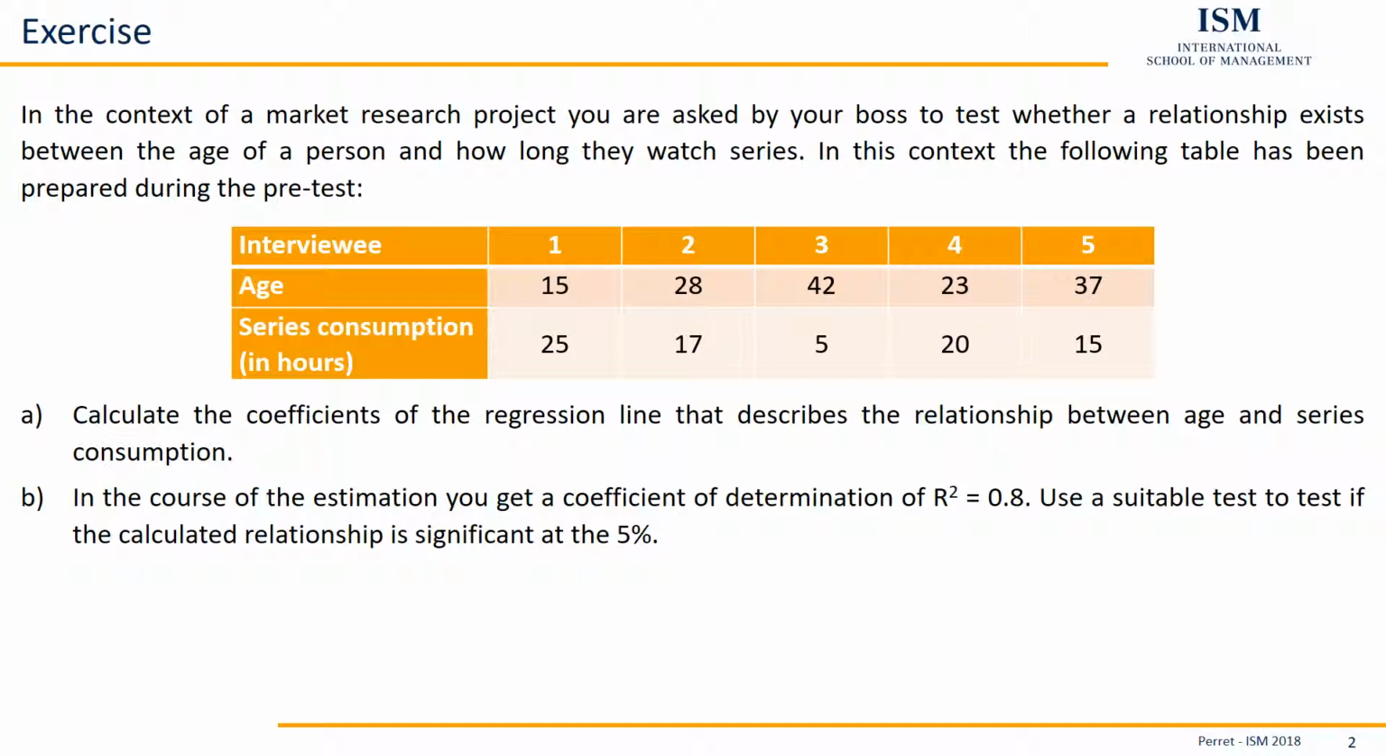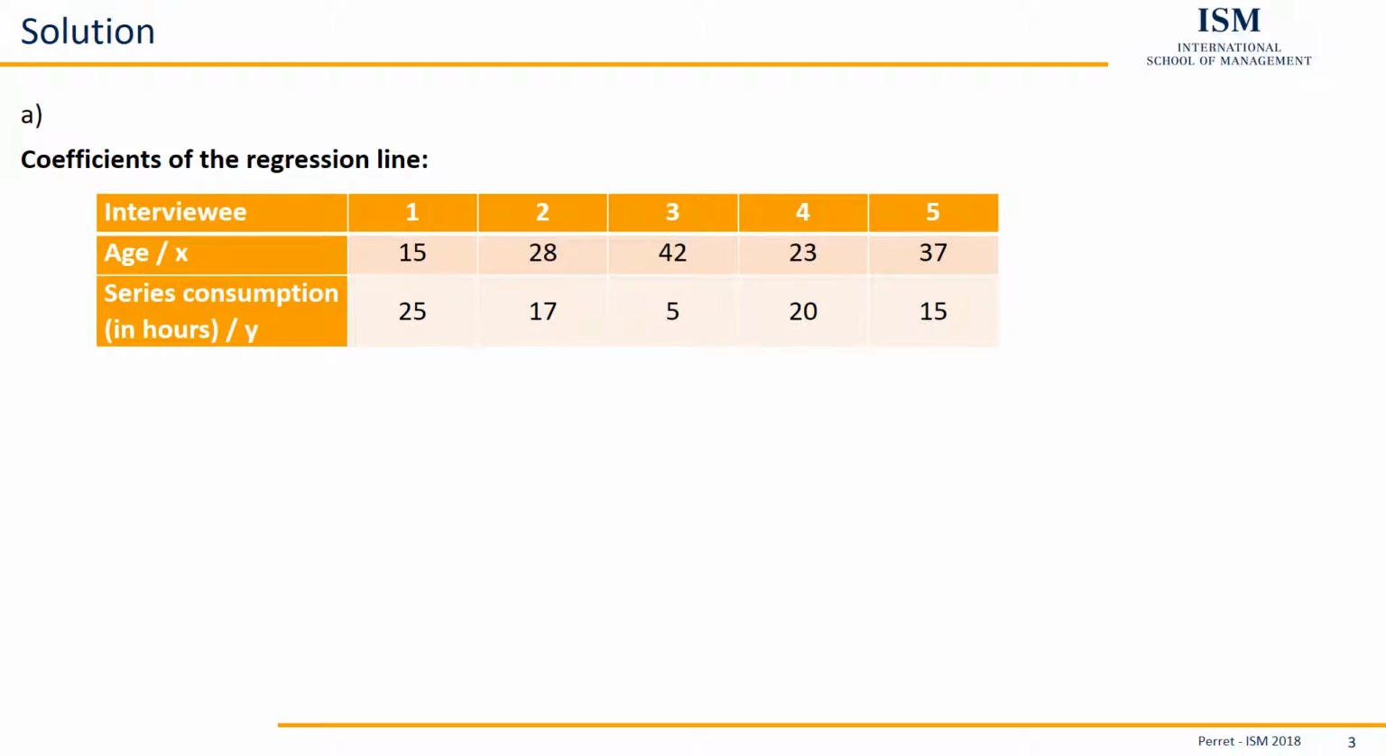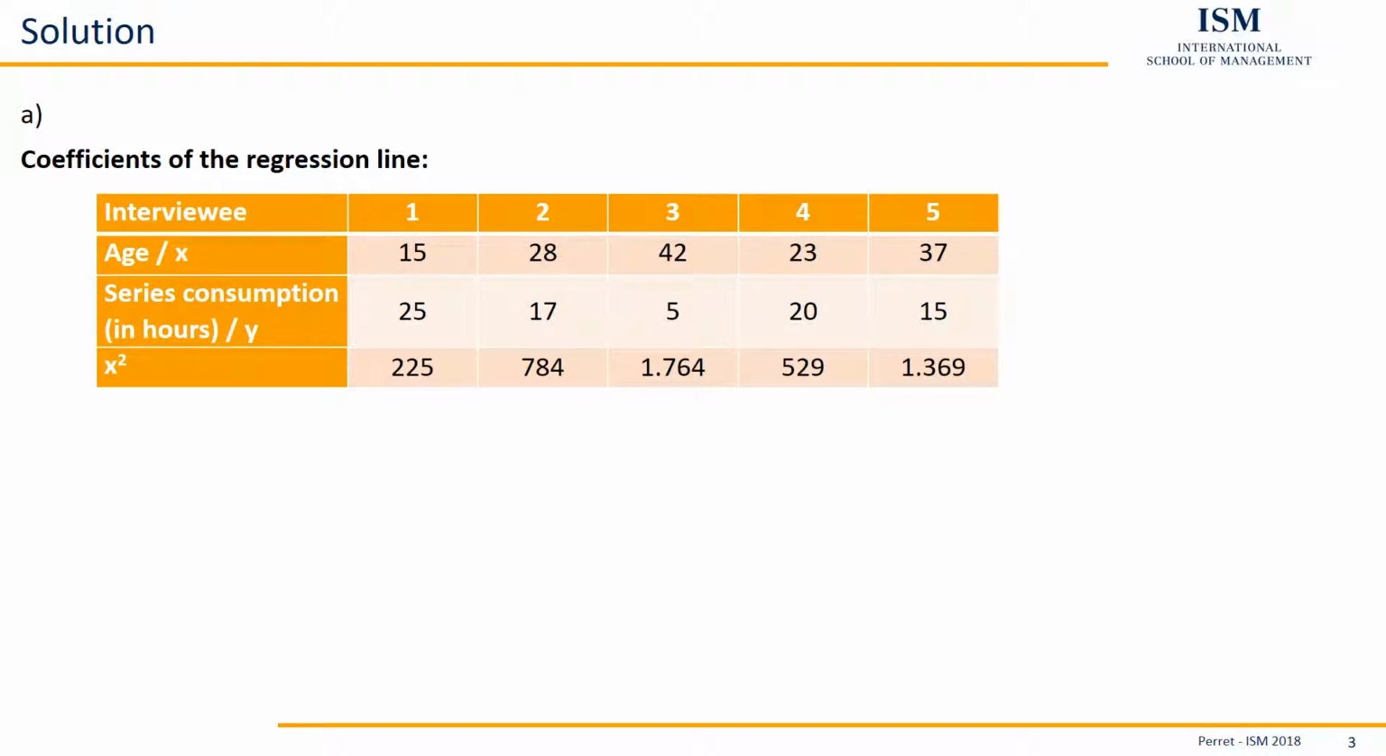Okay, so first we need the regression line. For this, we're going to copy our table and extend this by an additional row where we calculate the independent variable squared, so x squared. That's like 15 squared, 225, 28 squared, 784, and so forth. Then we're doing as well x times y, so 15 times 25, 28 times 17, and so forth.